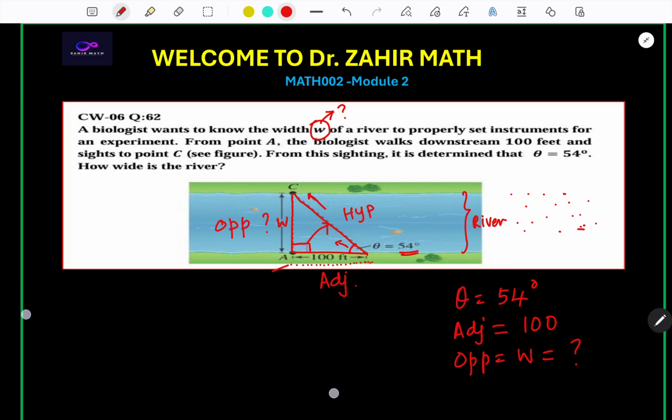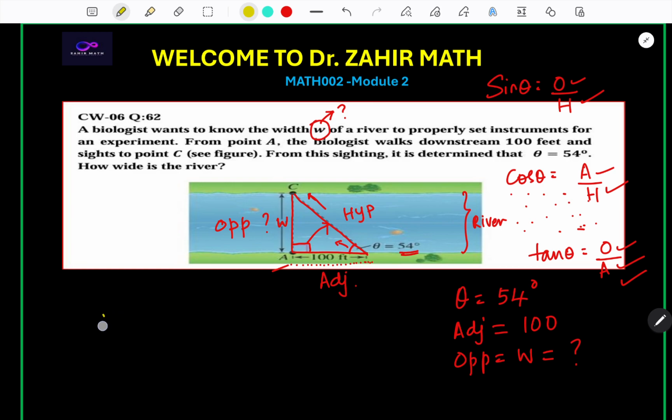So we have three formulas. What are the formulas we have? Sin theta is equal to opposite divided by hypotenuse. And cosine theta is equal to adjacent divided by hypotenuse. And tan theta is equal to opposite divided by adjacent. Now look here. O and H is here? No. A and H is here? No. O and A is there? Yes. So let's go with tan theta. Now you got the idea?